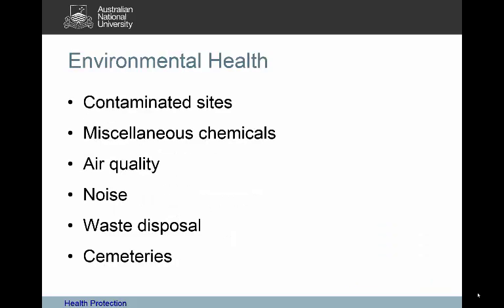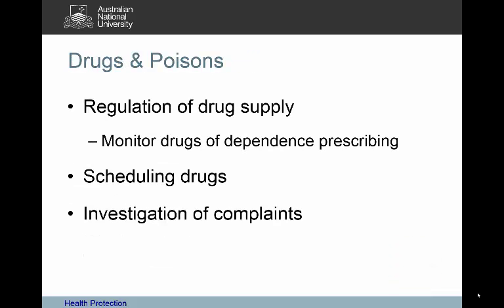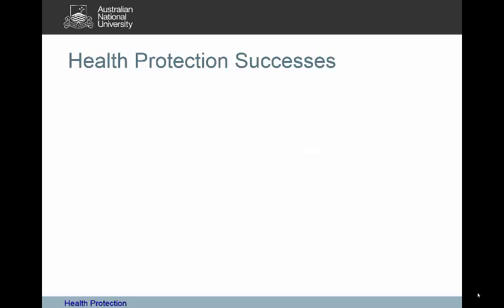Similarly, for environmental health, there's a range of different issues that environmental health has to contend with, and these are usually documented in legislation, including contaminated sites for chemicals, miscellaneous chemicals, air quality, noise, waste disposal, cemeteries. And some of these there might actually be additional ones which we haven't thought of. For drugs and poisons, there's the need to regulate the drug supply and monitoring drugs of dependence prescribing, because you can find that there are doctors that are over-prescribing opioid drugs to people who are doctor shopping, scheduling drugs and other similar things.